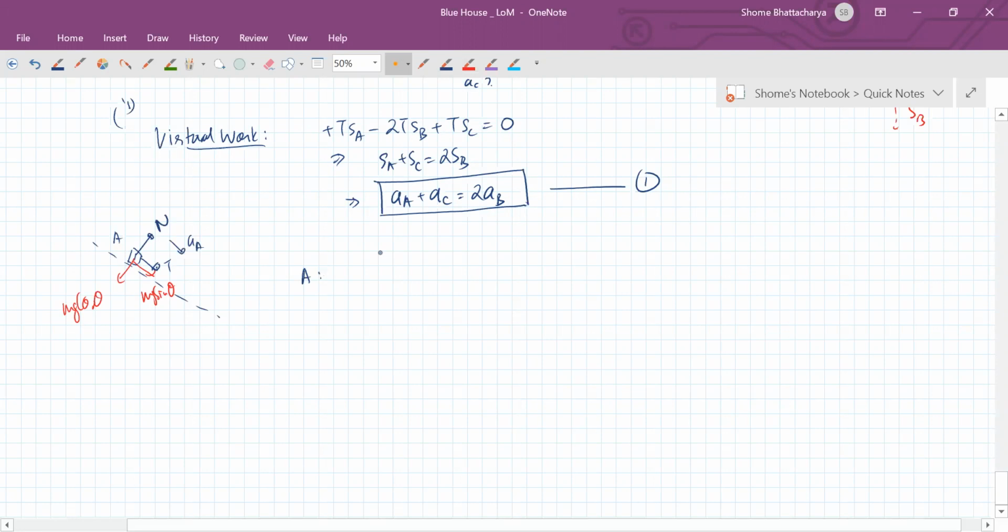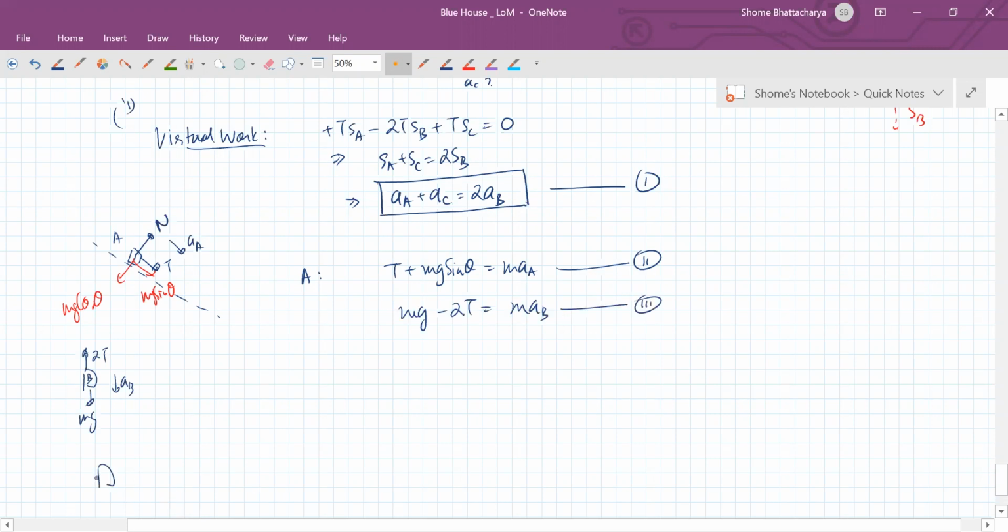So for the block A, we have the equation T plus mg sin theta is this. Okay. Then for the block B, so already seen the equation mg minus 2t is equal to mass into acceleration of B. Okay. And for the block C, you just have one horizontal force, that is your fourth equation. Okay.